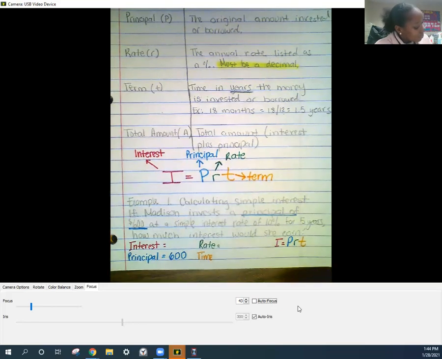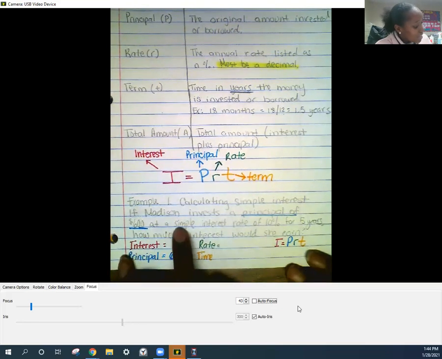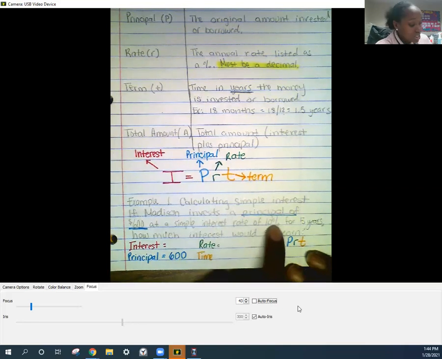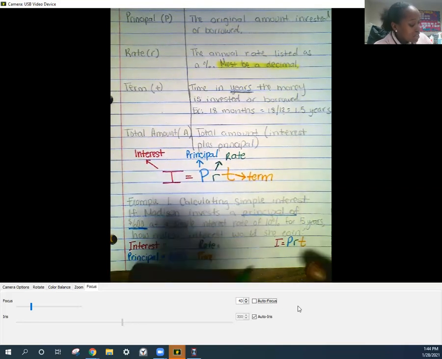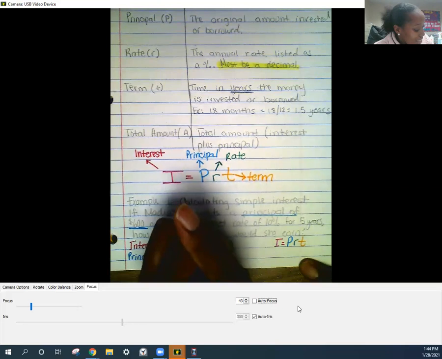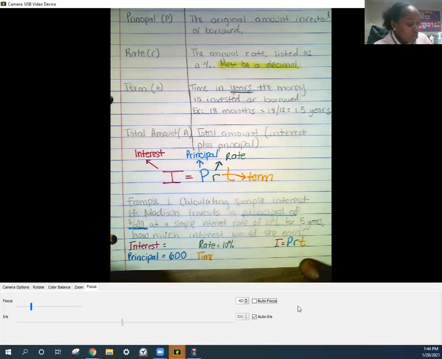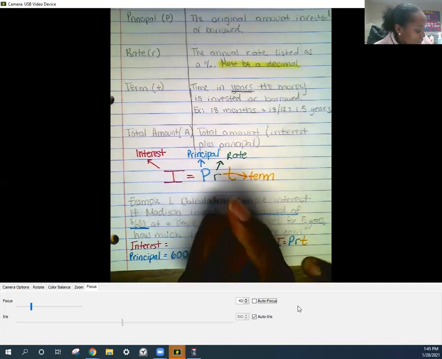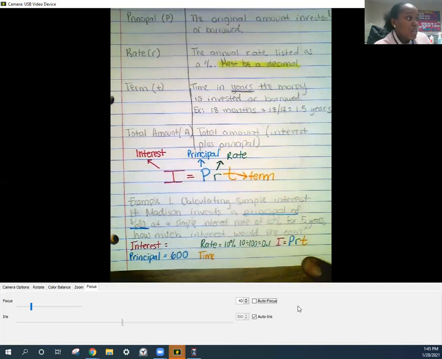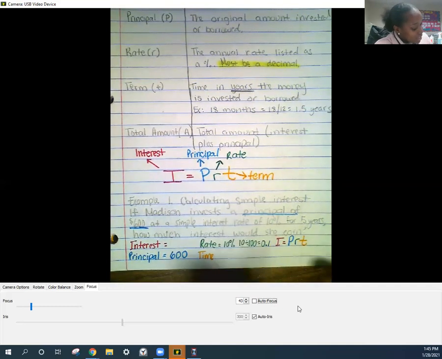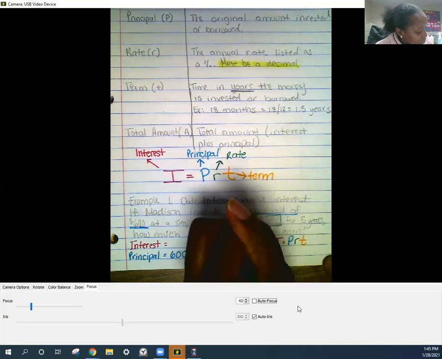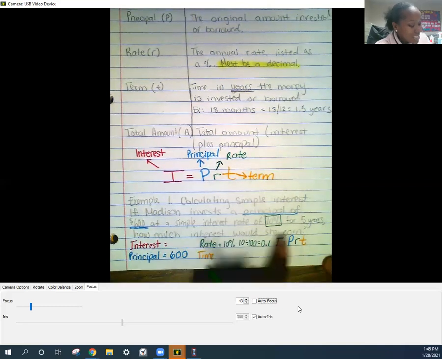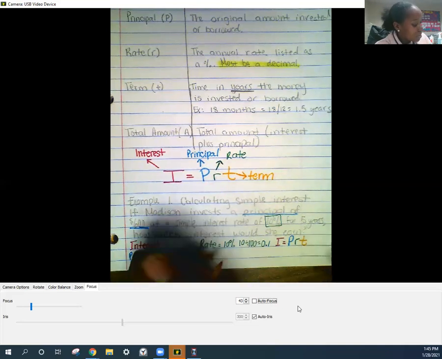Then it says that she's investing that at a simple interest rate of 10%. So our rate is 10%, but we must write that as a decimal. So in order to do that, we want to take that 10 and divide by 100. So we'll get 0.1. And then it tells us that the term of the loan is 5 years. So we're going to say that the time it takes is going to be 5.